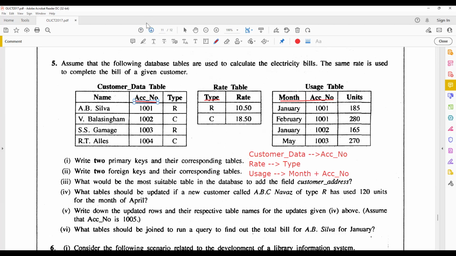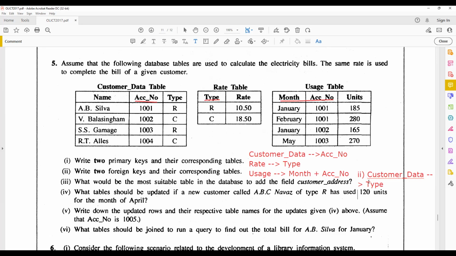So we can say that, like in the previous case, the answer for the second part, for customer data, we can say that type is a foreign key. Yes, that's one. Another one.